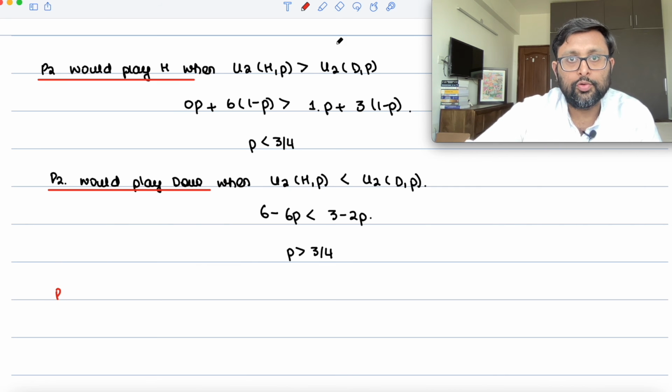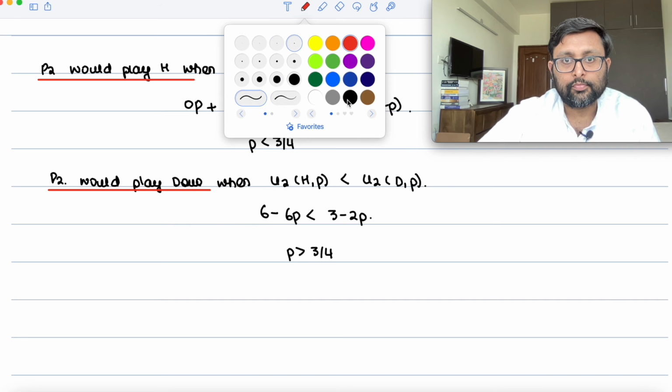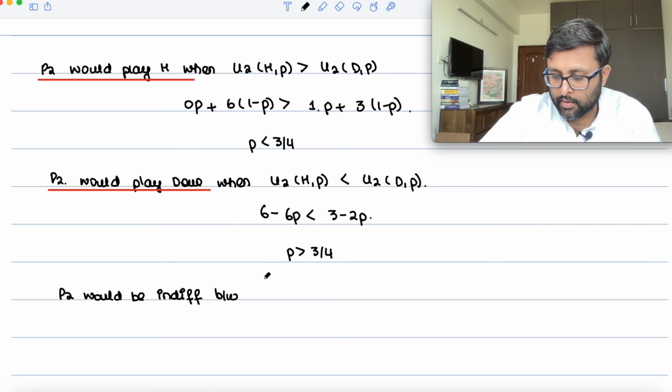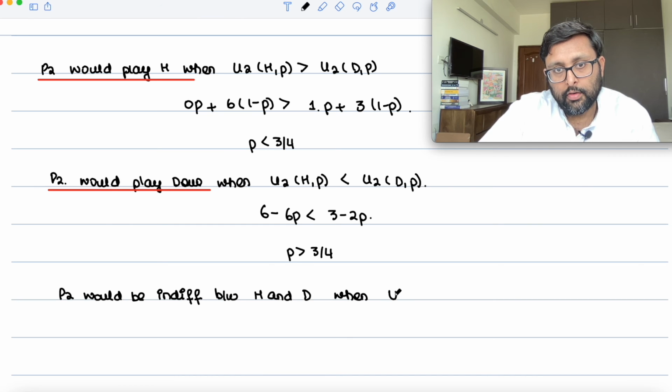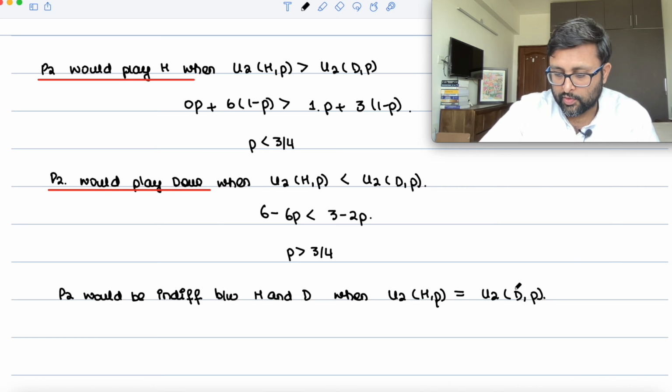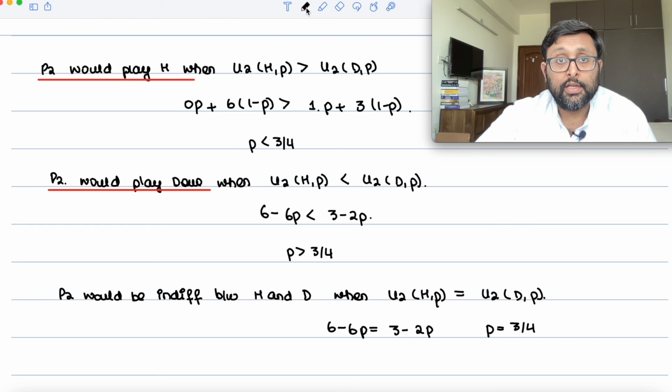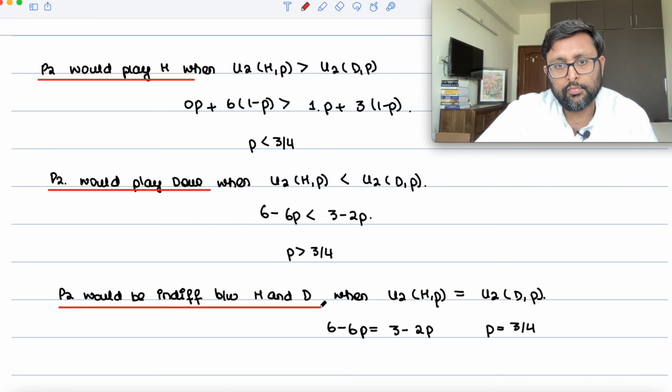And player 2 would be indifferent between hawk and dove when the utility from playing hawk is equal to the utility from playing dove, right? So that means 6 minus 6p is equal to 3 minus 2p. p is equal to 3 by 4.